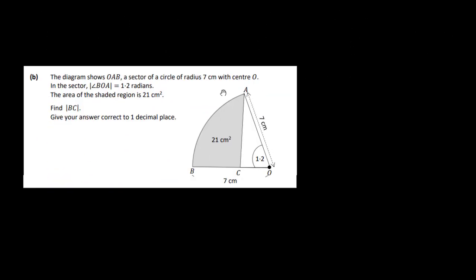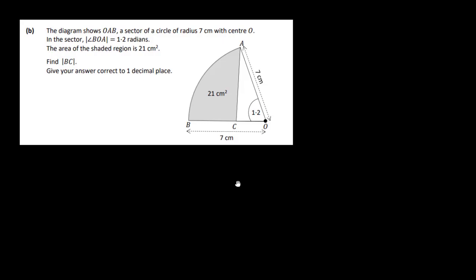Okay, so let's look at part 2 then. We have a diagram and it shows OAB, a sector of a circle of radius 7 centimeters with center O. The angle BOA is equal to 1.2 radians. The area of the shaded region is 21 square centimeters, so this is 21 cm² here. Find BC, so we've got to find this distance here. Give your answer correct to one decimal place.